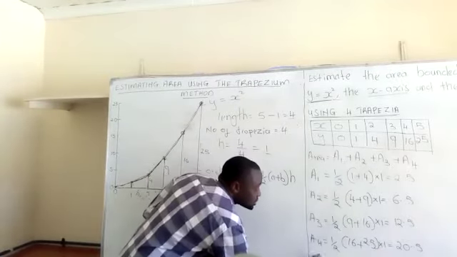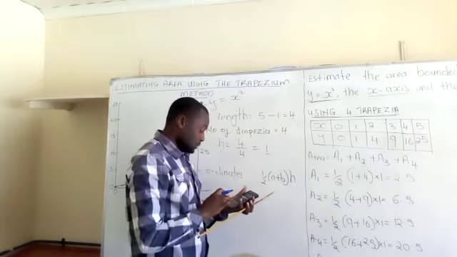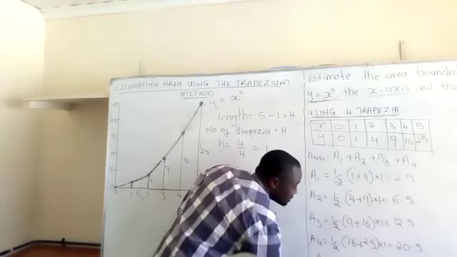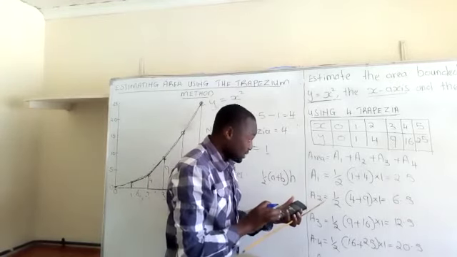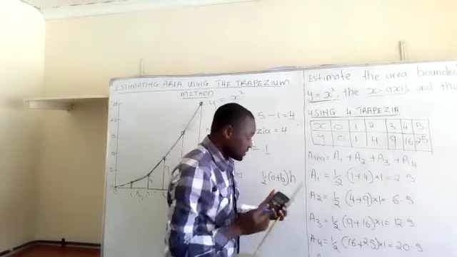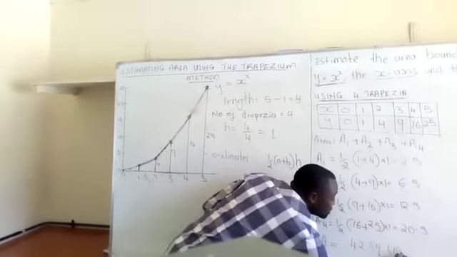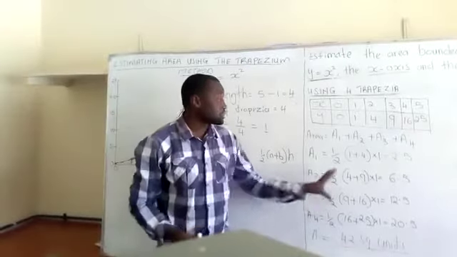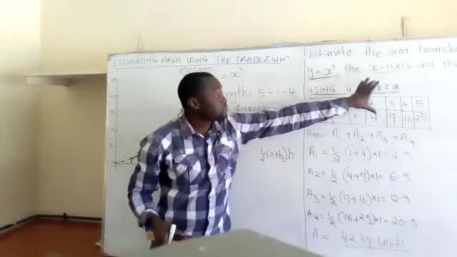And therefore the total area, the area of that region, will be, we add this and this and this and this, which will give us an area of 42 square units. And that way, we have been able to estimate the area of this region using 4 trapezia.